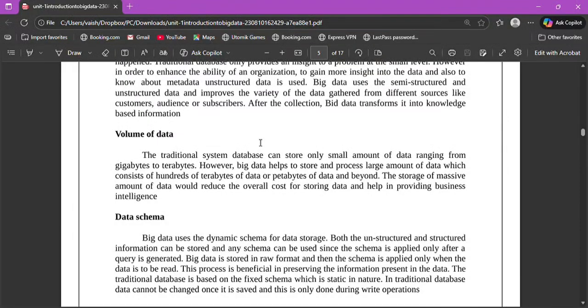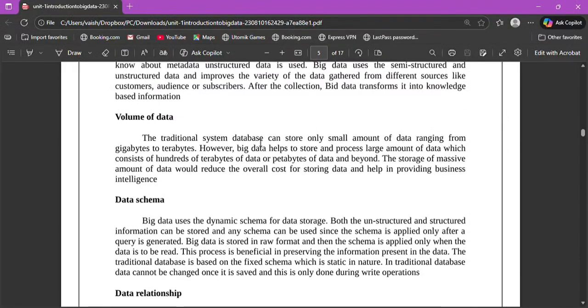Now data schema. Big data uses a dynamic schema for data storage. Both unstructured and structured information can be stored, and any schema can be used since the schema is applied only after a query is generated. Big data is stored in raw format and then the schema is applied only when the data is to be read. This process is beneficial in preserving the information present in the data.